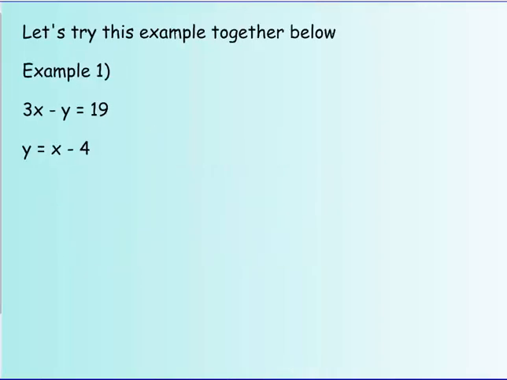Let's try this example together. So example 1, 3x minus y equals 19 and y equals x minus 4. Well, this one's already solved for y alone. It's in slope-intercept form and function form, so I can just plug this value in for y here. I'm going to substitute in what y equals. So 3x minus, be careful, y, which is x minus 4, equals 19.